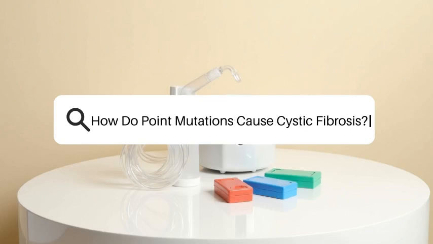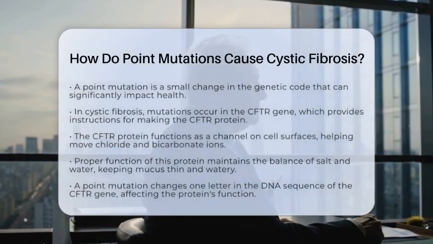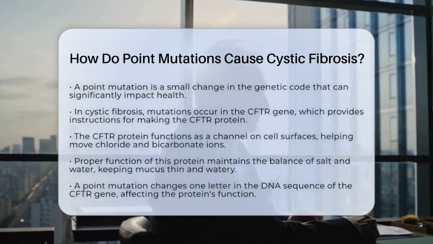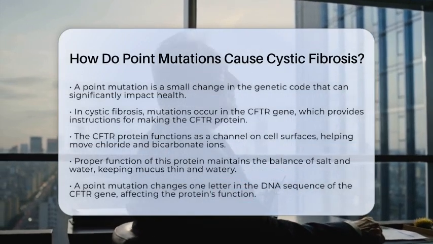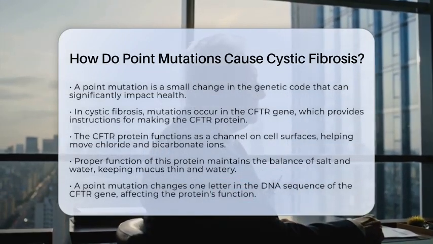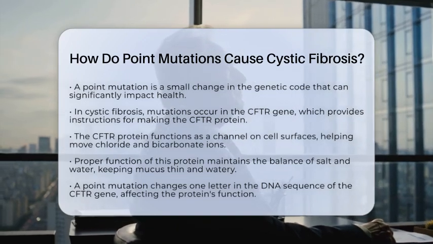How do point mutations cause cystic fibrosis? Imagine a tiny change in the genetic code that can have a big impact on your health. That's what a point mutation is. In cystic fibrosis, these small changes happen in a specific gene called the CFTR gene.